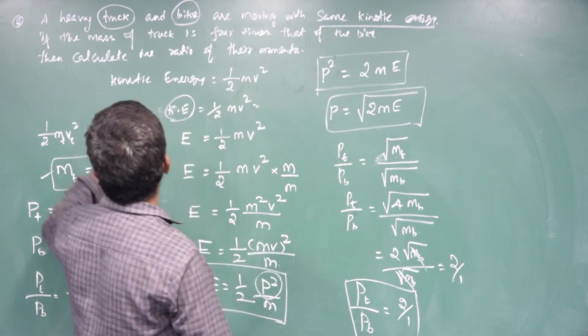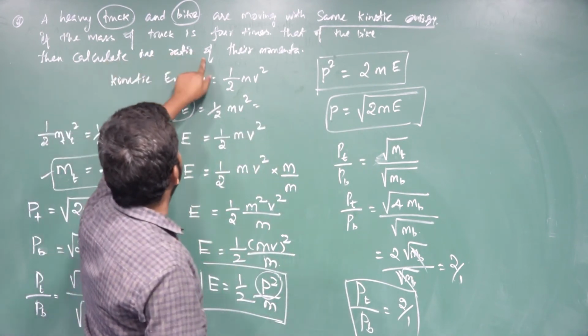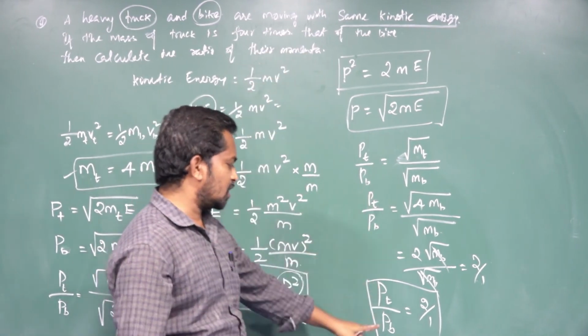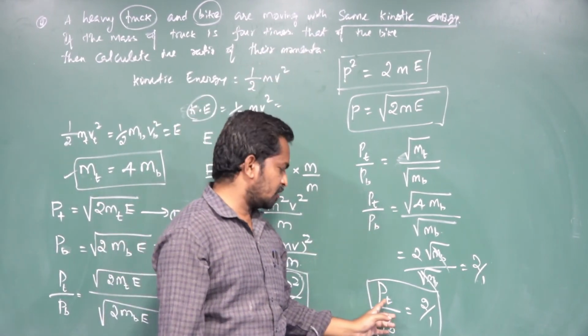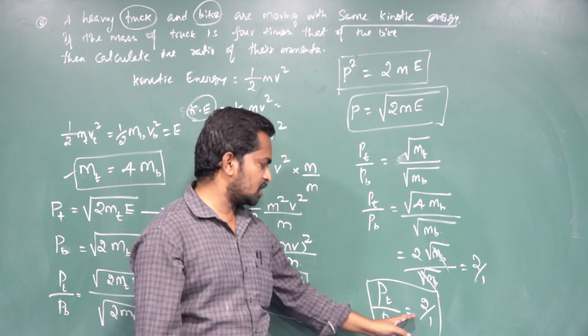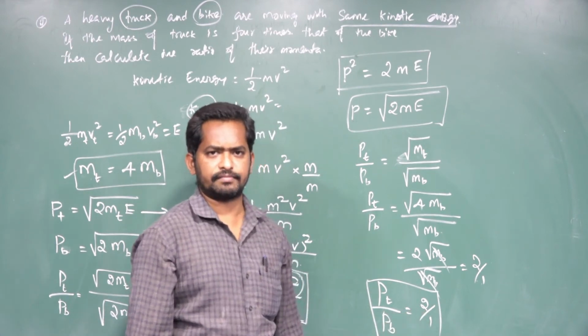The momentum ratio. Then calculate the ratio of that momentum, which is equal to P truck divided by P bike, which is equal to 2:1.